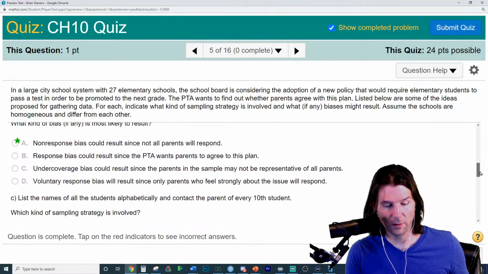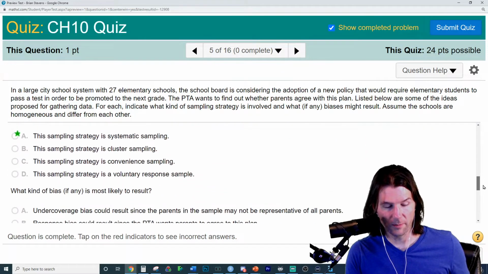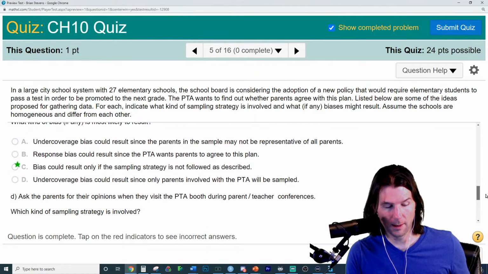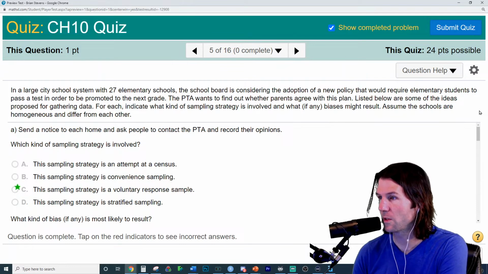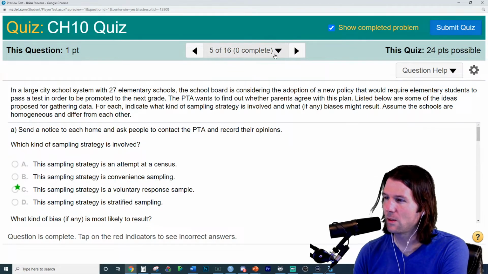Attempt a census. We did that one very early. List the name of students alphabetically. We did the booth one. We did that one yesterday too. I think we've done a lot of versions of this one. Trying to think which ones we didn't do yesterday.